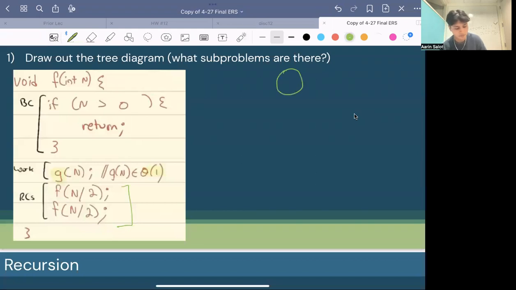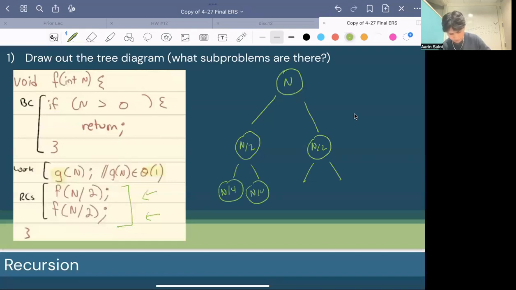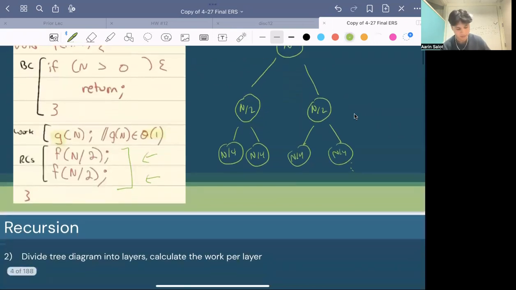So just for example, if I were to draw a tree diagram for this function f over here, I'd start off with a node with input size n. That node is going to have two more recursive calls to f, each with an input size of half the parent. So n over 2 in this case. And then these two children are going to have two more recursive calls, also with an input size of n over 4. And this goes on until we reach our base case.